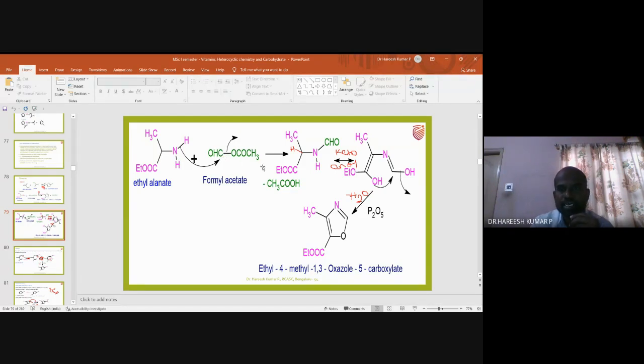So that is the reason it's called N-formyl. Okay, this is called N-formyl. Then afterwards, there will be an equilibrium. So these two are the canonical forms, or yes, resonance forms.